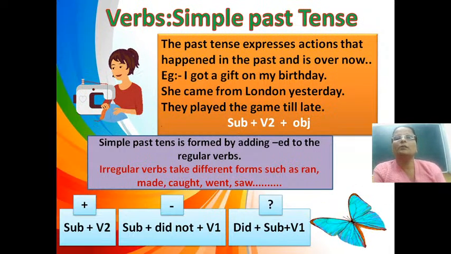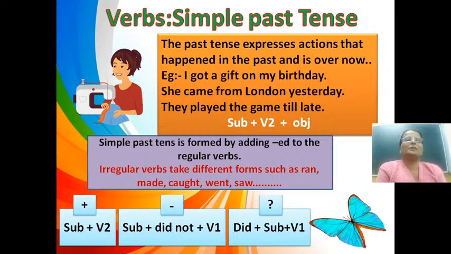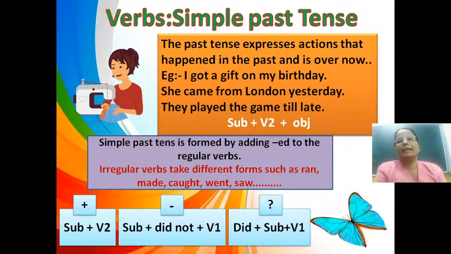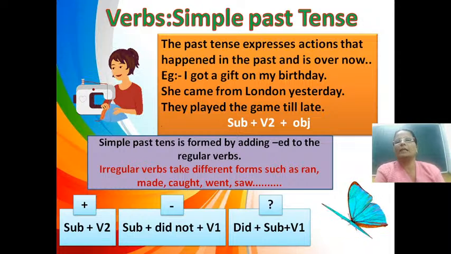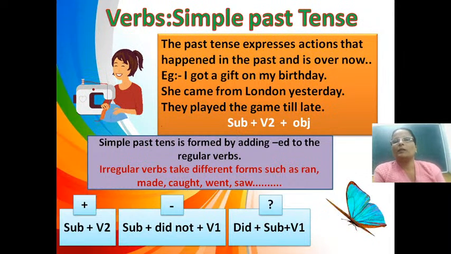Did he go to the school? You see the format, did plus subject plus V1 plus object. Did he go to school? Did plus subject plus V1. The subject is he, V1 is go, to school is the object. Did he go to school?